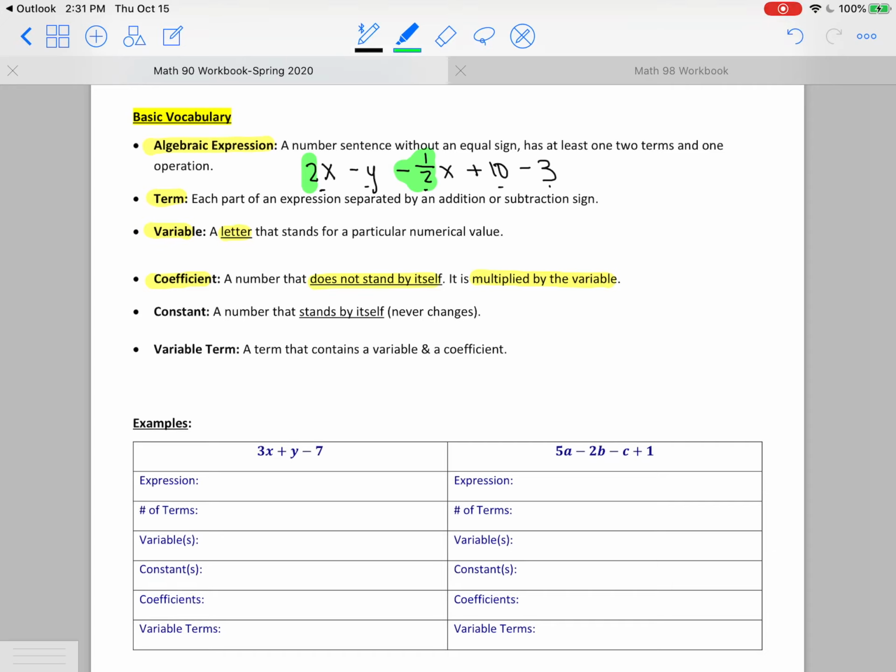And there's actually a coefficient here. We don't see it, but if we have a negative y, what that means is that we actually have a negative 1y. So our coefficients for this expression would have actually been 2, negative 1, and negative 1/2. Those are all of the numbers that are multiplied by those variables sitting right in front of them.